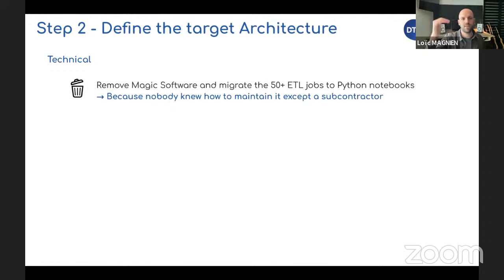So let's talk about the technical side. On our side, it was to remove this magic software ETL, low-code, no-code solution that was in place, because nobody knew how to maintain it except a subcontractor. And that's a sort of technical debt that you can't afford when you are scaling up.